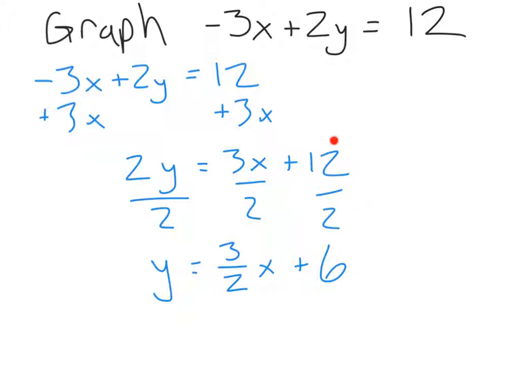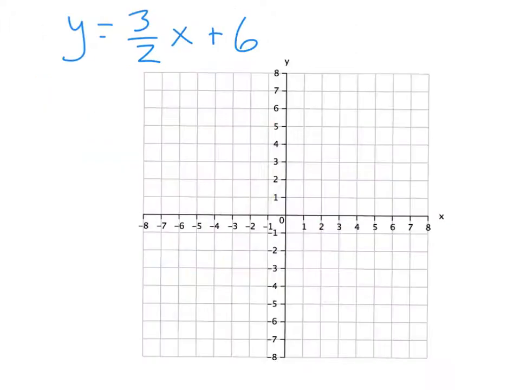And we want this piece to be the b, so we can see our y-intercept. We want these two pieces to be separate, basically. So I just took this equation, solved it for y, and I got y equals 3 over 2x plus 6. Now this is in slope-intercept form, so I know our slope is 3 over 2, and our y-intercept is 6.